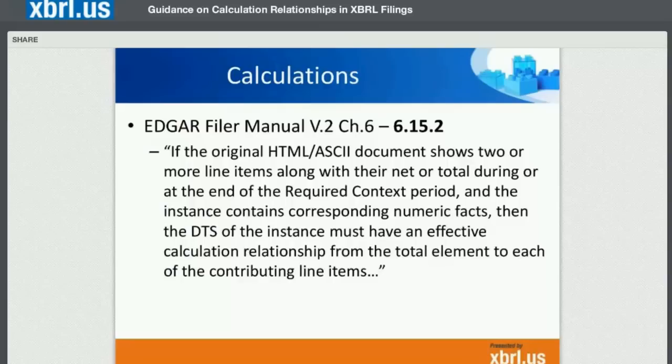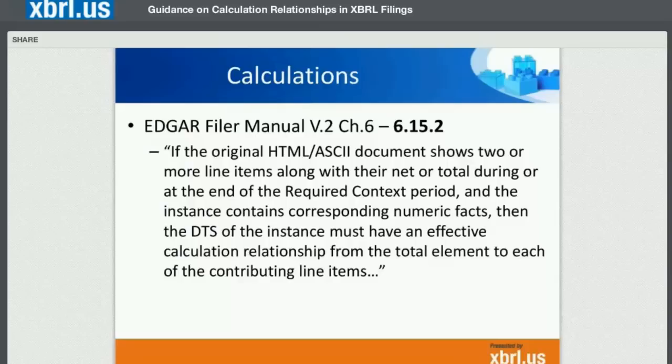Now, let's break that down into the three things needed in order to require a calculation relationship. First, two or more line items, and their net or total, on the original HTML or ASCII document. That is, if it's shown on the financial statements or the footnotes of the HTML filing, then it needs to be represented in XBRL. Secondly, they are reported during or at the end of a required context period.